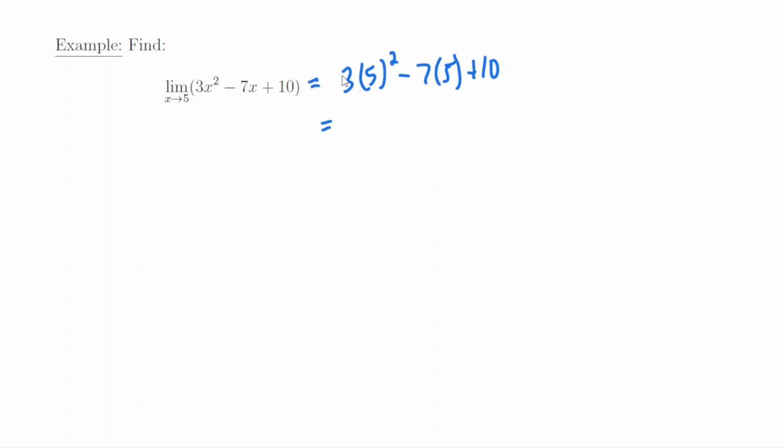Now, 5 squared is 25 times 3, that'd be 75 minus 35 plus 10. So 75 minus 35 is 40, I believe, plus 10, that makes it 50. Okay, so it's much simpler to compute now that we know we can just plug it in.